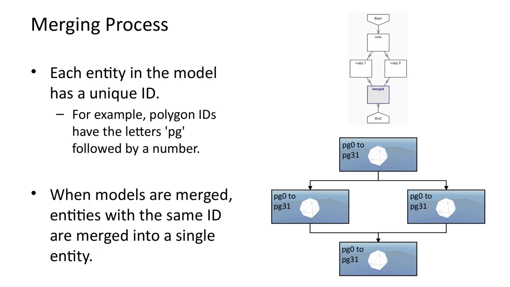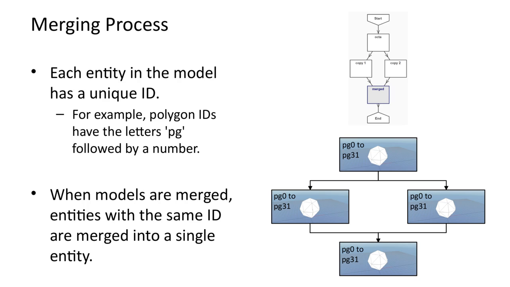The merge process will merge entities with the same ID. So if two polygons have the same ID, then the polygons will be merged into a single polygon. In the example, the flowchart splits and merges again. The initial model contains 32 polygons. The flowchart splits, generating two models with 32 polygons each. Then in the final node, these two models are merged.